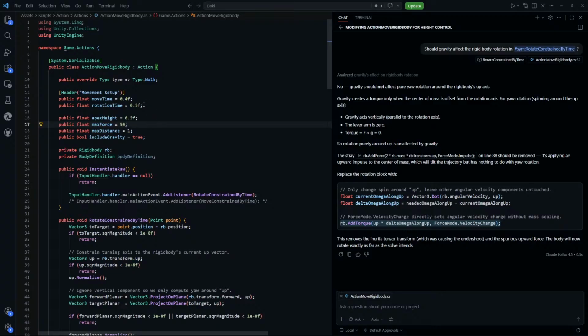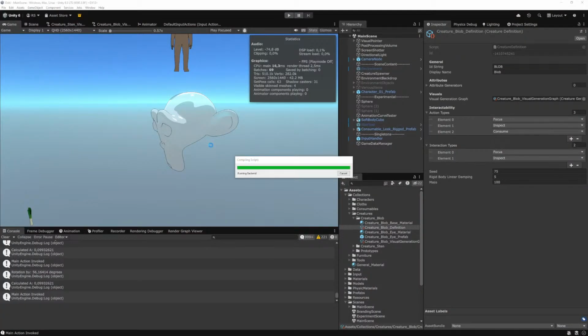Rotation time 0.5. If we give it a bit more time, like, am I giving it unsolvable parameters here? Maybe. I do hope that's the case.